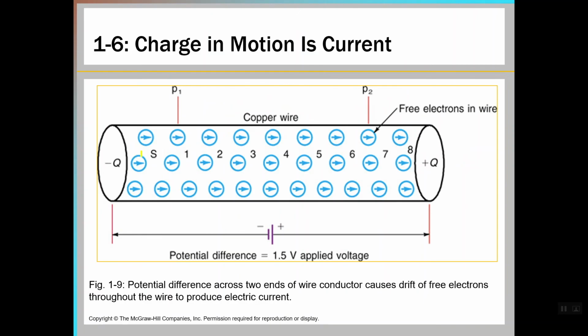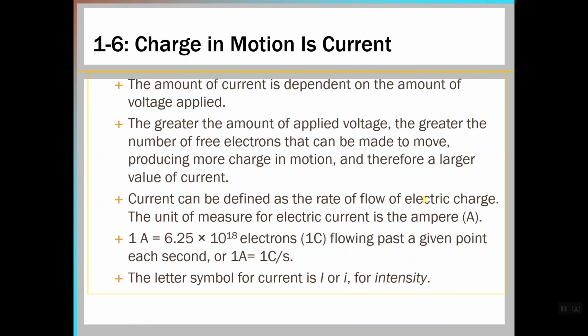And that's basically just these things flowing through here like that. The amount of current is dependent on the amount of voltage applied, and we'll get into that because that is an immutable law called Ohm's law. We'll find out more about that later. The unit of measure for that is an ampere. Now I'll get into that a little bit more.